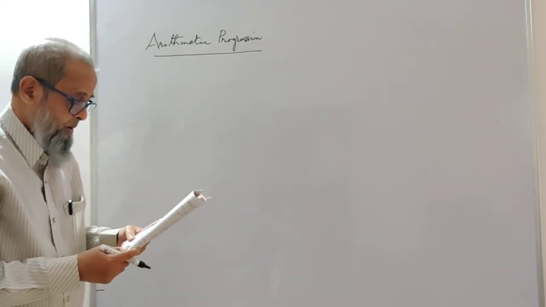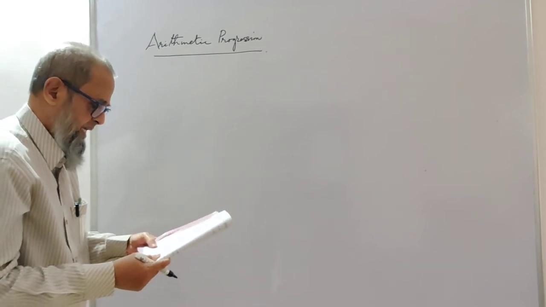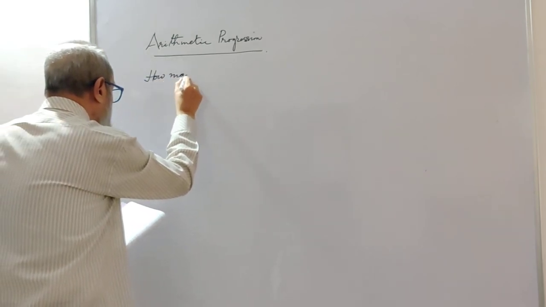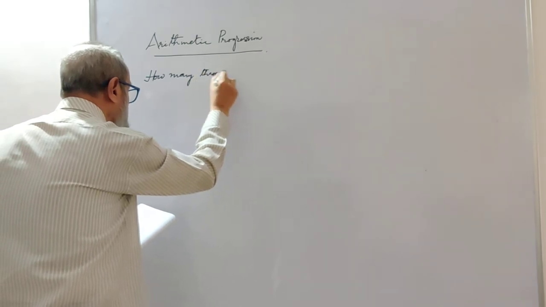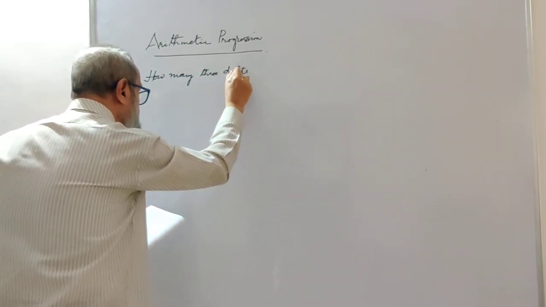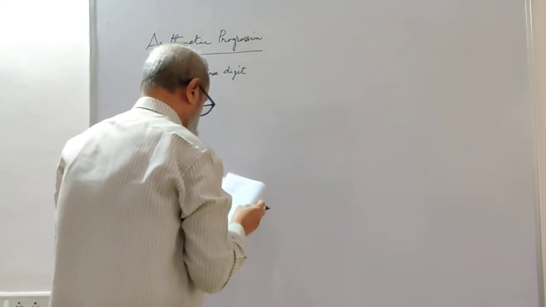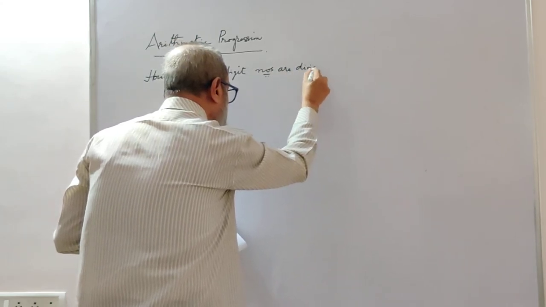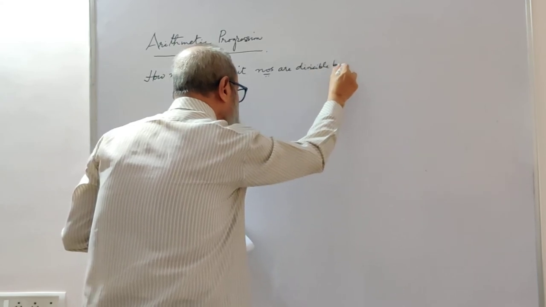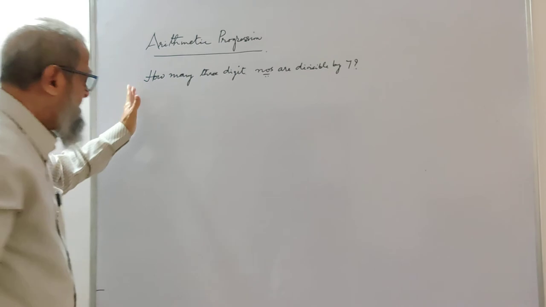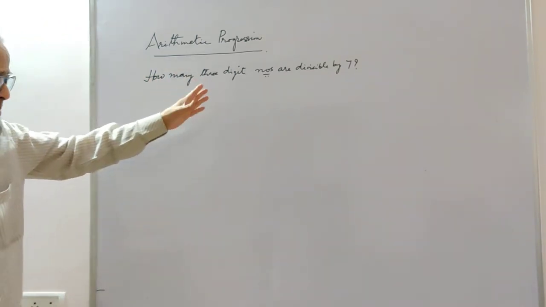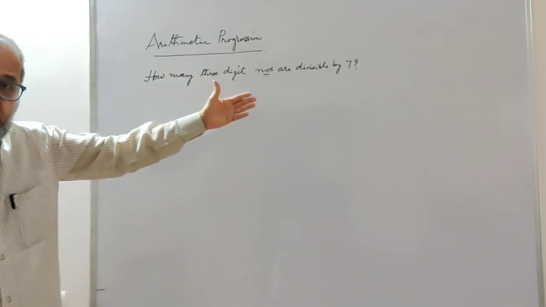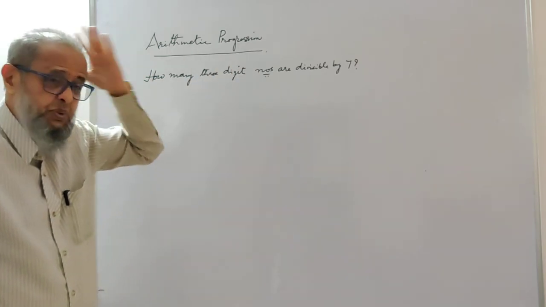Right. We'll take up one more problem. The problem is, again from the textbook, how many three-digit numbers are divisible by 7. This is exactly the same question which we did previously, the earlier problem, just before this. This problem is also similar to it.